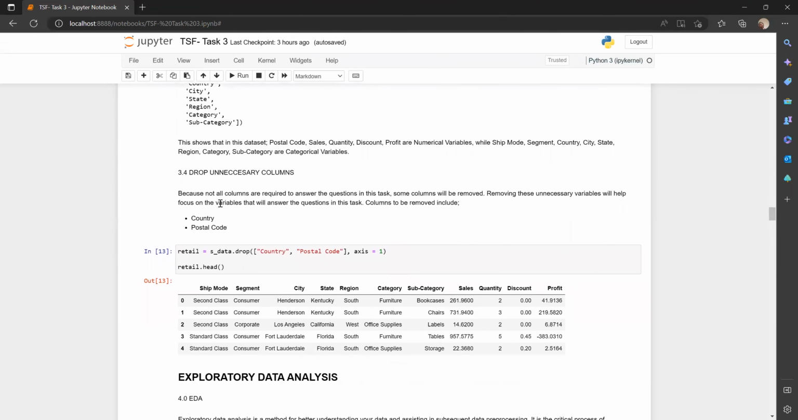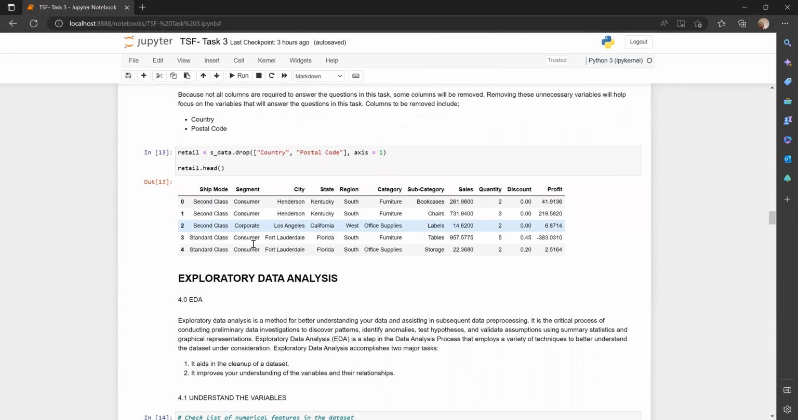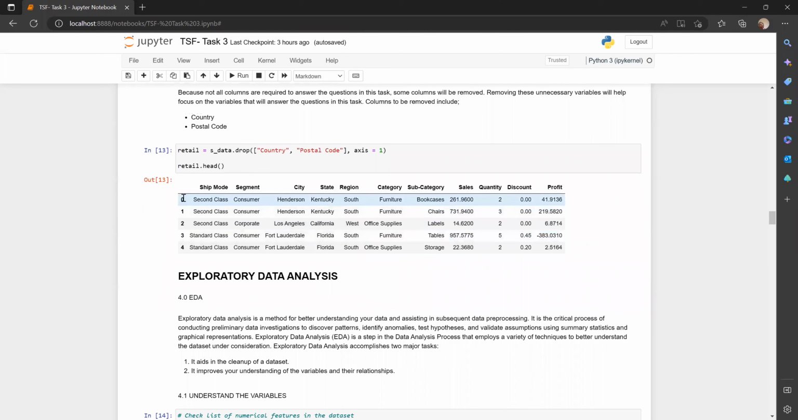The next thing I did was to drop unnecessary columns. Having studied the data set, I found out that the sample Superstore is located in the US, and the data set contains information about the United States. I decided to remove the country column, since it has the same country all over. And then I also removed the postal code. This shows the new column titles of the data set.